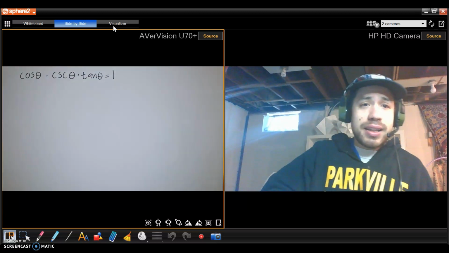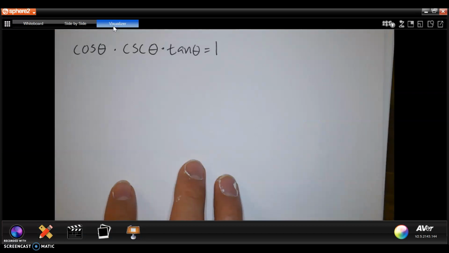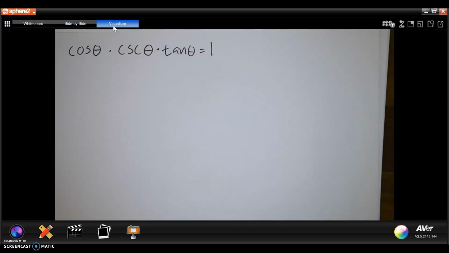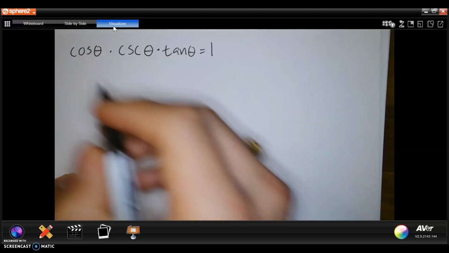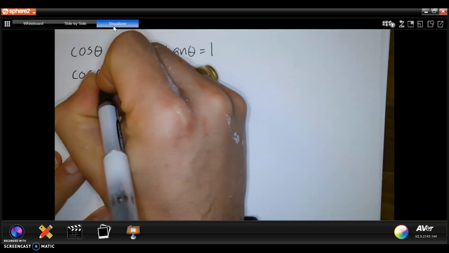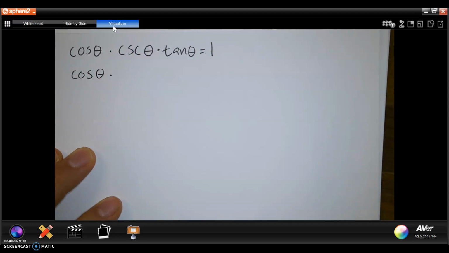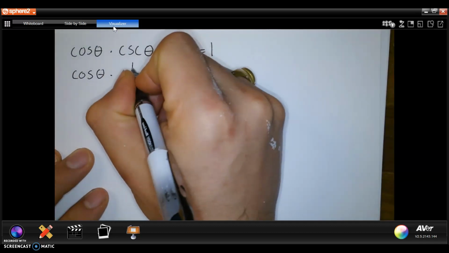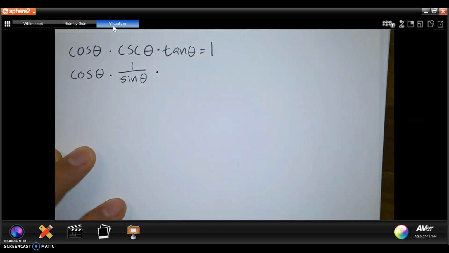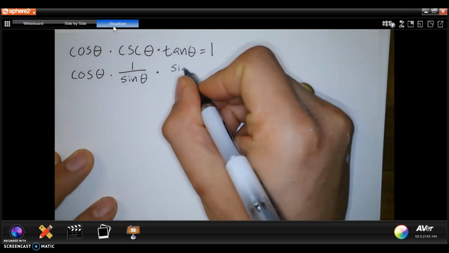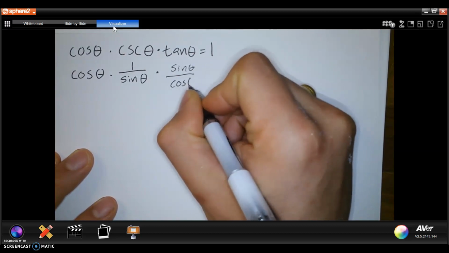You'll see that for a lot of these, sorry, I'm going to switch to just visualizer. You'll see for a lot of these, it's really helpful if we can get everything into common terms. Our goal is to really simplify this. Look, we're trying to get this to be 1. So we have cosine of theta. Now, if we look at our identity sheet, if you do not have that, please get that out now. Cosecant is 1 over sine of theta. Make sure you see that on the sheet. And then tangent of theta is sine of theta over cosine of theta.